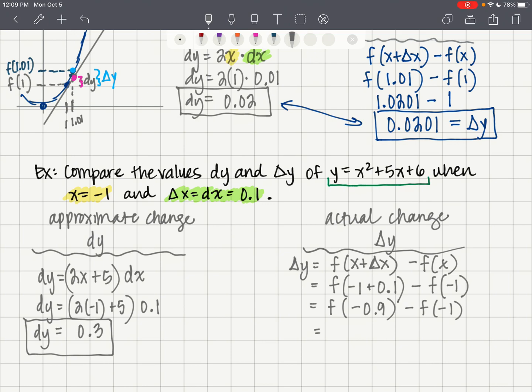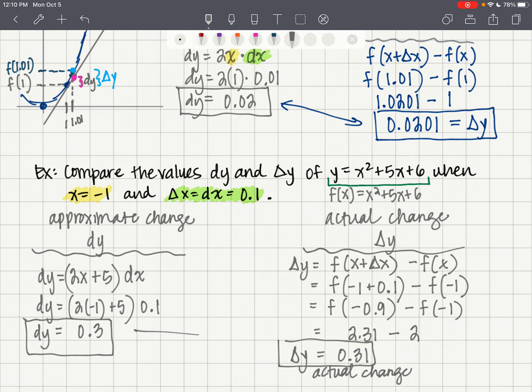F of negative 0.9. Remember, this is your f of x equals x squared plus 5x plus 6. Go ahead and put that negative 0.9 in for x. And you're going to get 2.31 minus f of negative 1 is 2. 2.31 minus 2 gives us a delta y of 0.31. Very, very close. That actual change is very close. So close that it was so much easier to use the calculus, that's what we do.